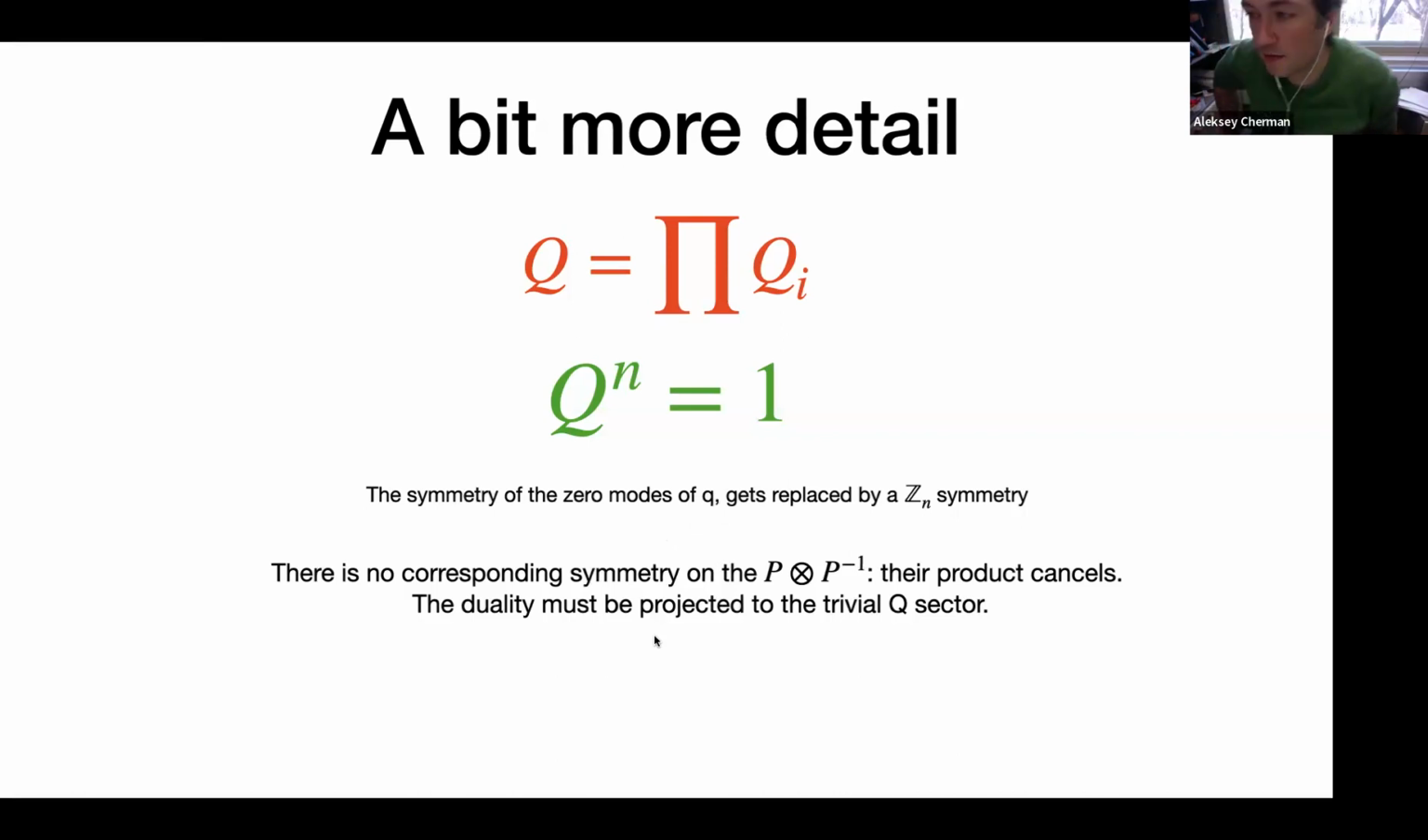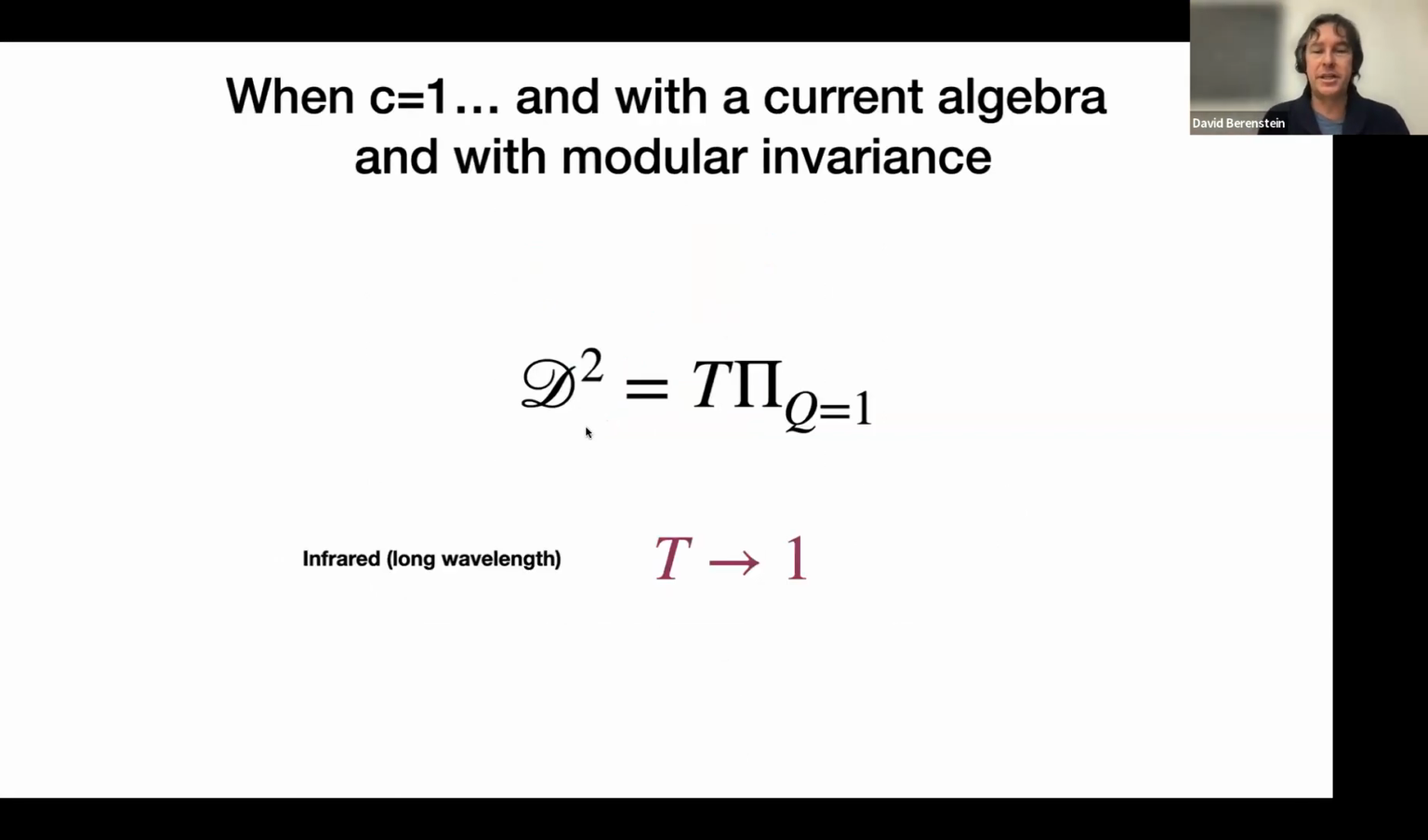So here's the idea. What do I need to do? If the product of the Q's goes to the product of P cross P inverse, the only way to match the labels of the zero modes is if the product of the Q's is trivial. So I need to project onto the Zn invariant state. The duality must be projected to the trivial Q sector. So my duality symmetry is: D squared is equal to translation by 1, translation by 2, projection to the Q equal 1, but this is a Zn projection, so it's a discrete group quotienting. And as I said, in the infrared long wavelength limit, T goes to 1. So D squared is equal to projection to the Q equal to 1.